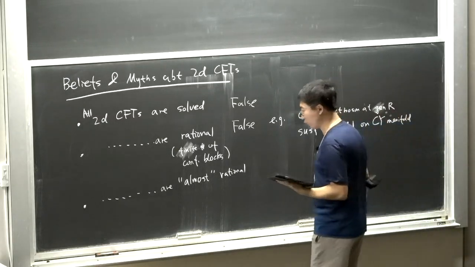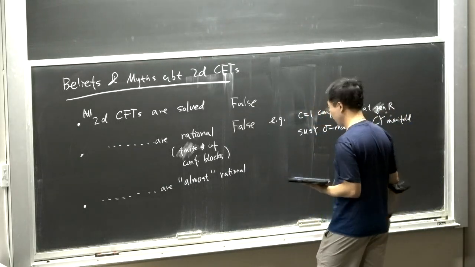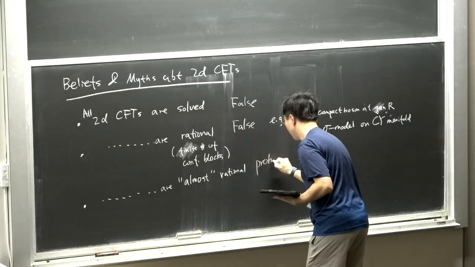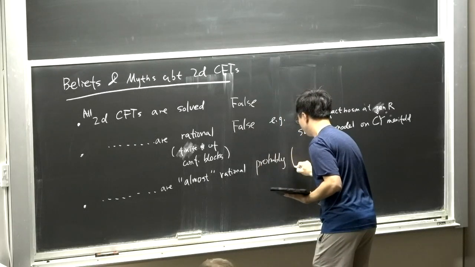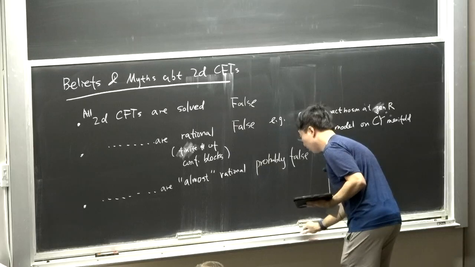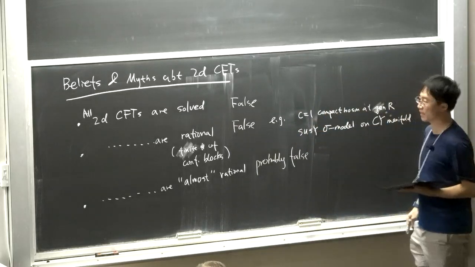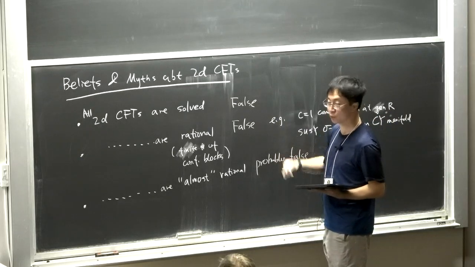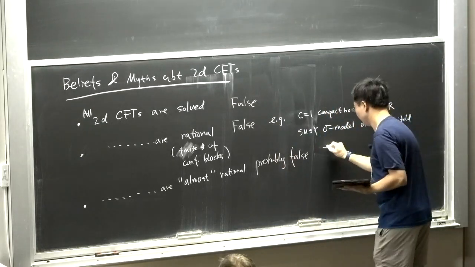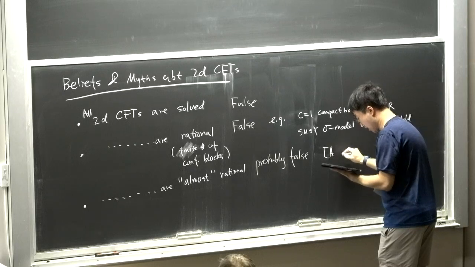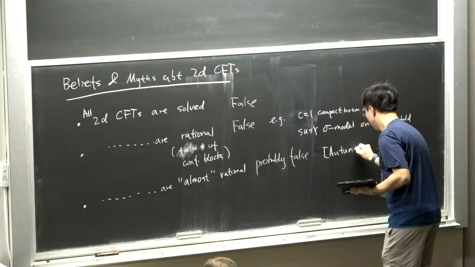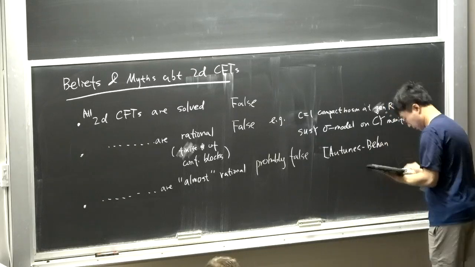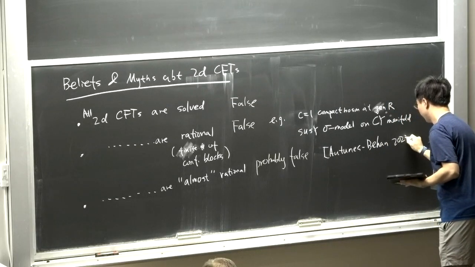And this is much harder to falsify, but it's probably false thanks to a recent nice paper that constructs a very convincing example of a theory that's irrational and doesn't seem to be close to any rational conformal field theory. This is the paper from Antunes and Behan from 2023.